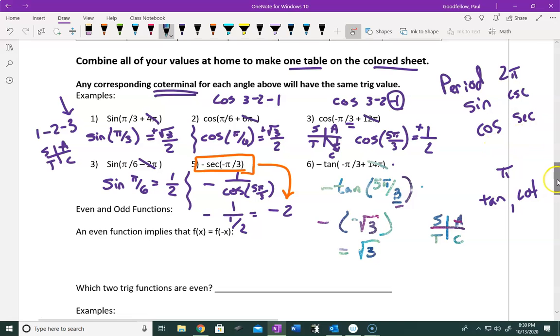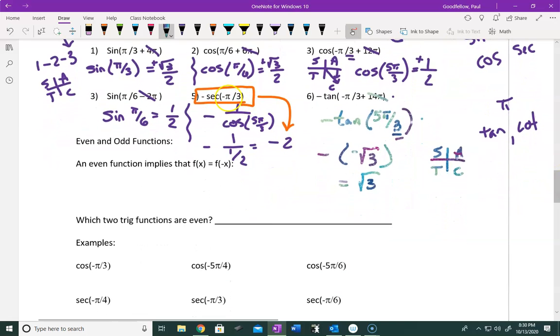Now, these negative radian ones, they kind of are a bummer. And there happens to be an easy way to possibly deal with a negative radian concept, and that's called the even and odd rules. Now, the even rule applies that if it was a negative radian on the inside and it was an even function, you would be able to just delete it, and the negative radian wouldn't really matter.